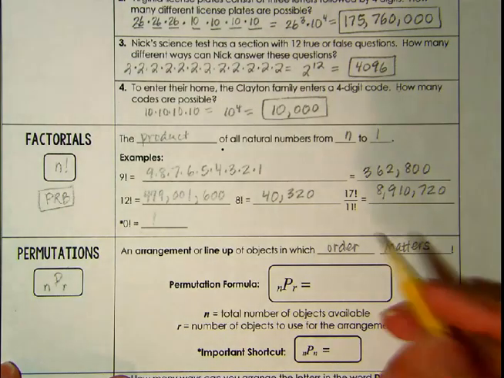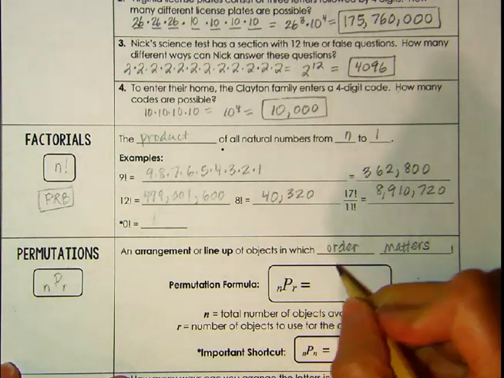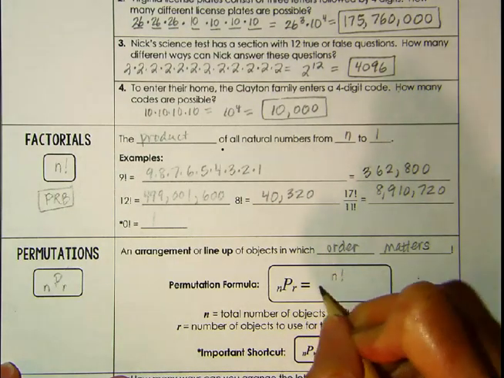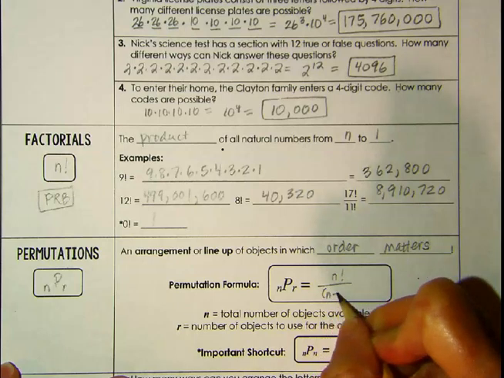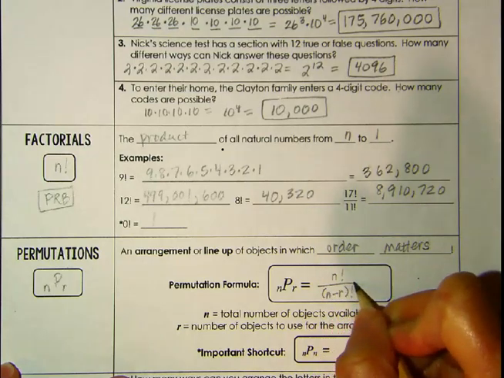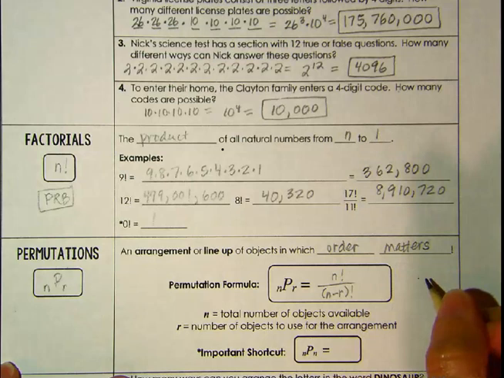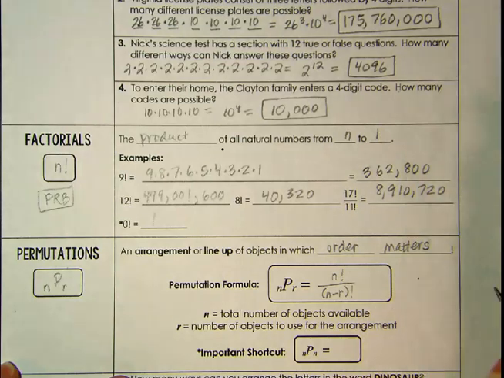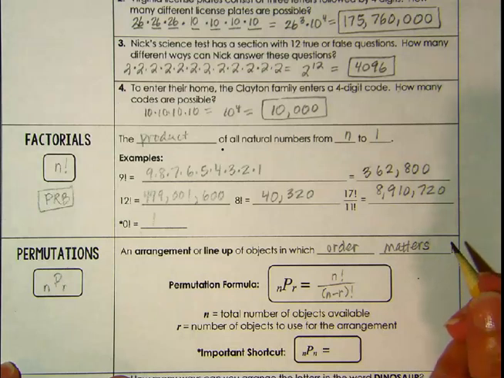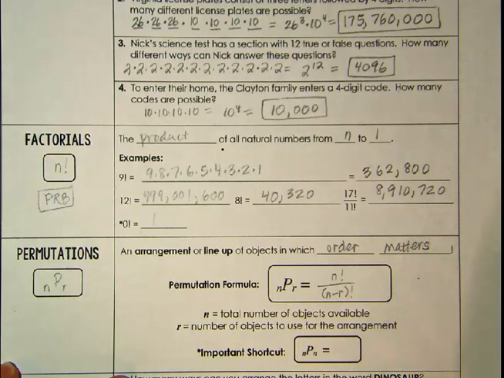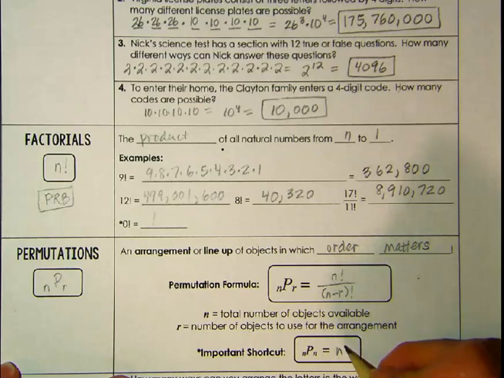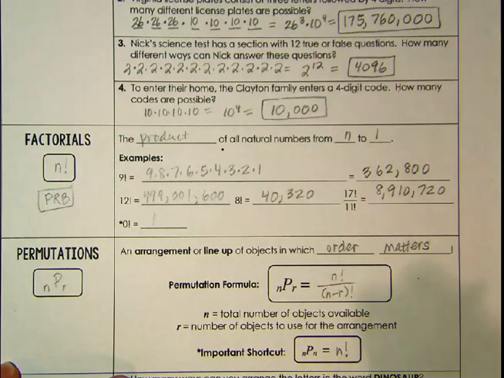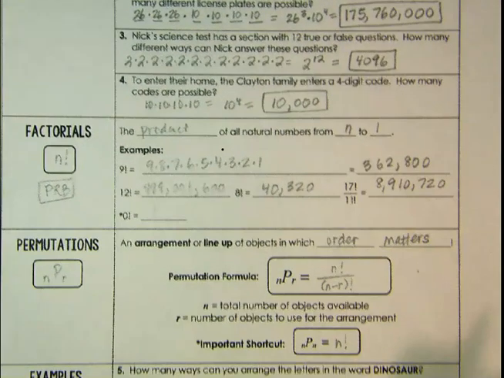So anyway, the formula for this is what it actually does mathematically. It does n factorial over n minus r factorial. Now you don't have to memorize this formula because we're just going to use our calculator, but if you want to learn it, you can. That's what it's actually doing. N represents the total number of objects available, r represents the number of objects to use for the arrangement. And they've got a shortcut here. If you've got nPn, this is just n factorial. Not a big deal because, like I said, we're just going to plug it in our calculator anyway.